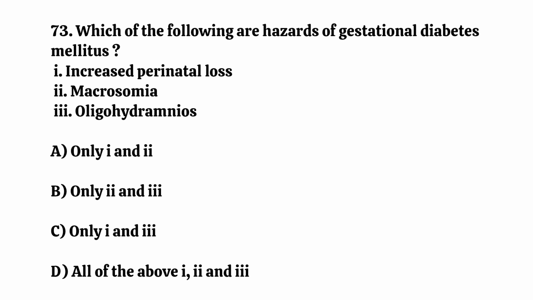Next, which of the following are hazards of gestational diabetes mellitus? 1. Increased perinatal loss, 2. Macrosomia, 3. Oligohydramnios. Answer is option A, 1 and 2. Increased perinatal loss and macrosomia.